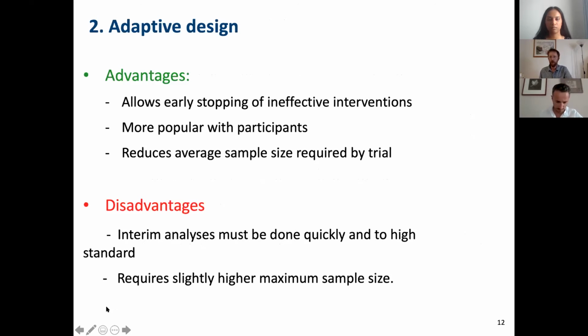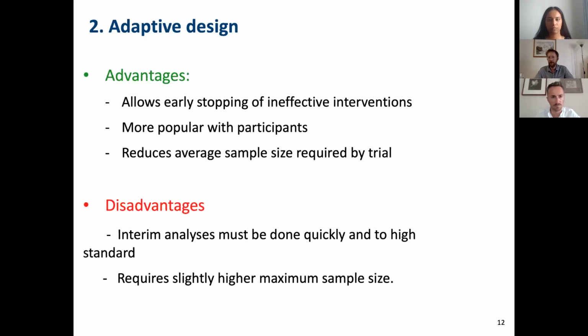So what's the advantage of an adaptive design? Well, in this case, it allows early stopping of ineffective interventions, which hopefully means that patients who are recruited have a lower risk of getting ineffective interventions as the trial evolves. Hopefully that would make it more popular with participants, maybe more so for participants that are recruited later on.